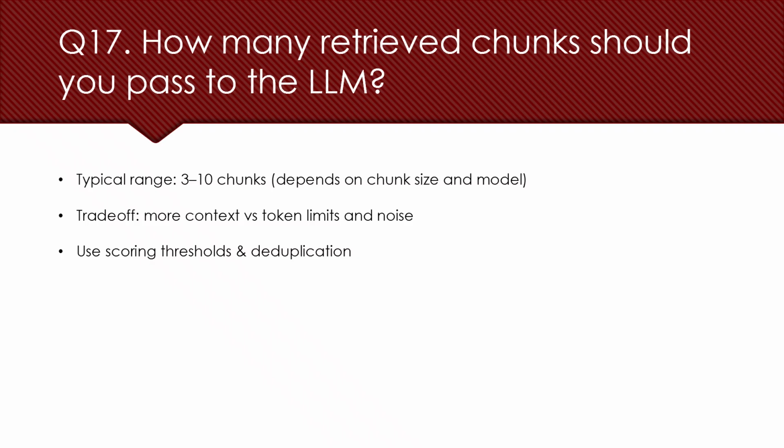We should use a scoring threshold and deduplication between the chunks so that we don't have that issue. And we should consider progressive disclosure. We should start with the top three and only fetch more information if the LLM asks for it.